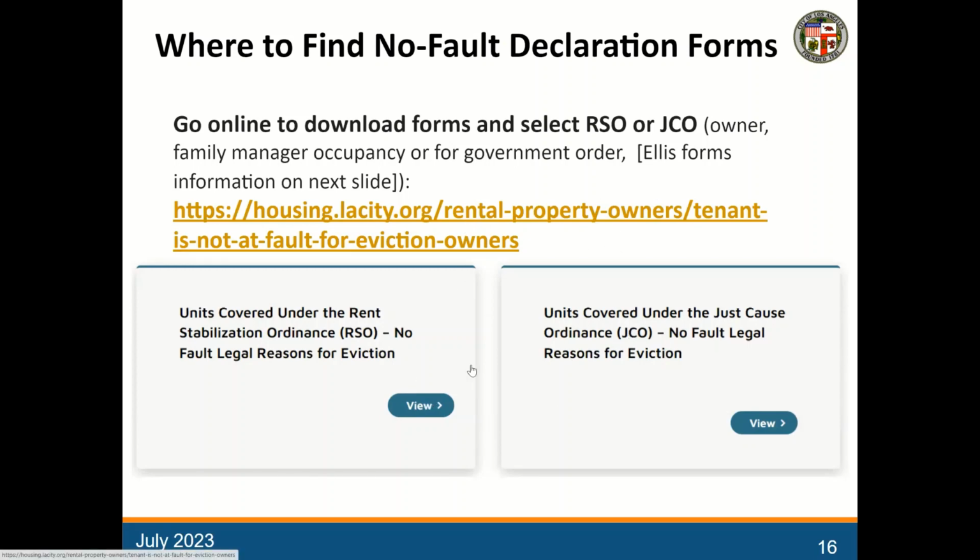The forms that you will find on this site are for owner, family, or manager occupancy, or for compliance with a government order. The Ellis forms are also on this website, but Ellis forms are very unique and will also require an appointment with an LHD analyst to go over the forms that a landlord fills out to ensure they're properly done, since there is a lot that an owner has to do with the Ellis forms.